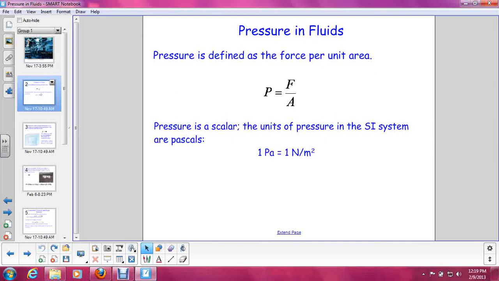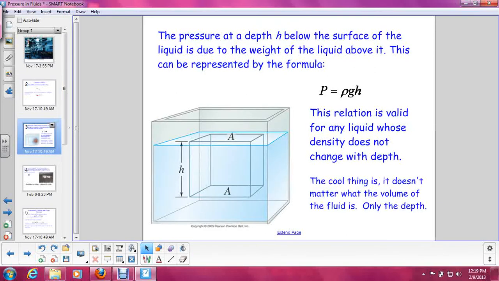It does not have direction. It just is. The units of pressure that we are going to use in this class are called pascals, abbreviated Pa. And 1 pascal is a Newton per square meter. It turns out anytime that an object is in a fluid, there is a pressure associated with that fluid.